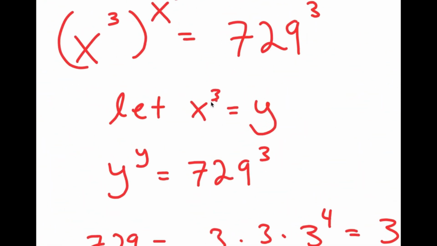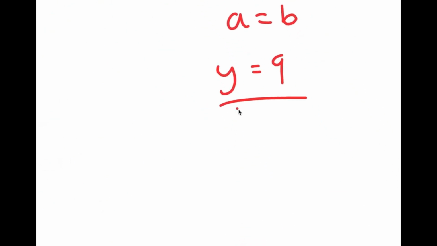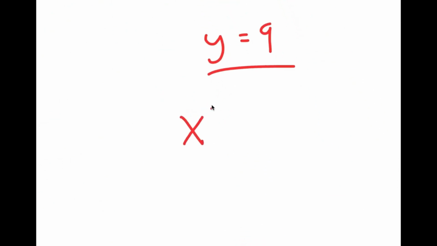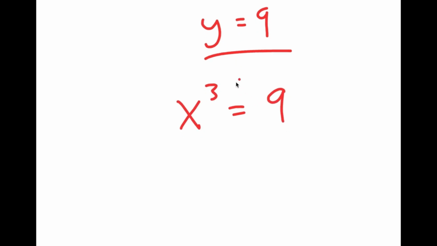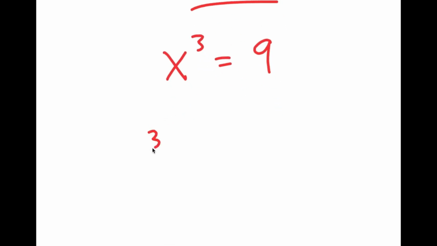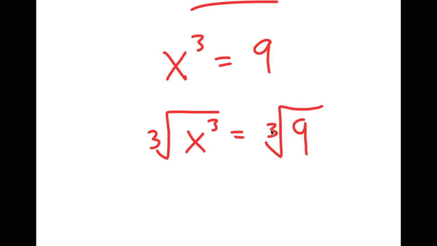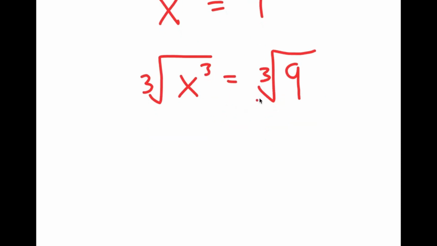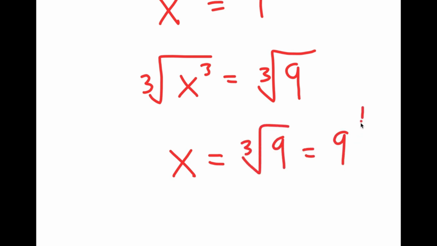Now, recall how I let x to the power of 3 equal y. Meaning, I get x to the power of 3 is equal to 9. So now to solve this, I'm going to take the cube root on both sides. So I get the cube root of x to the power of 3 is equal to the cube root of 9. Now the cube root of x to the power of 3 is simply just x. So I get x is equal to the cube root of 9. And this is the same thing as 9 to the power of 1/3.